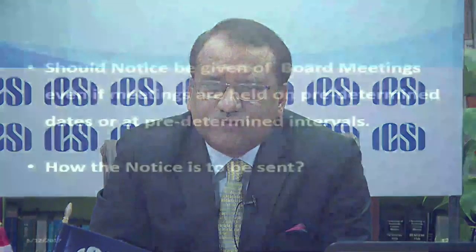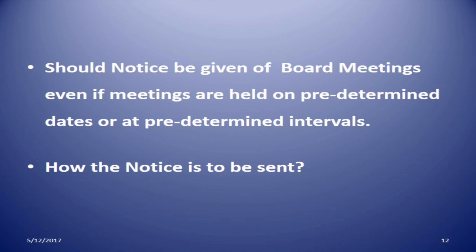Now how is the notice to be sent? First of all, the notice has to be in writing. It cannot be sent through WhatsApp or through messages, though that is also a writing mode, but it cannot be sent in that mode. The notice may be sent in the different modes provided in the standard: either by hand, by registered post, by speed post, by courier, or by email.